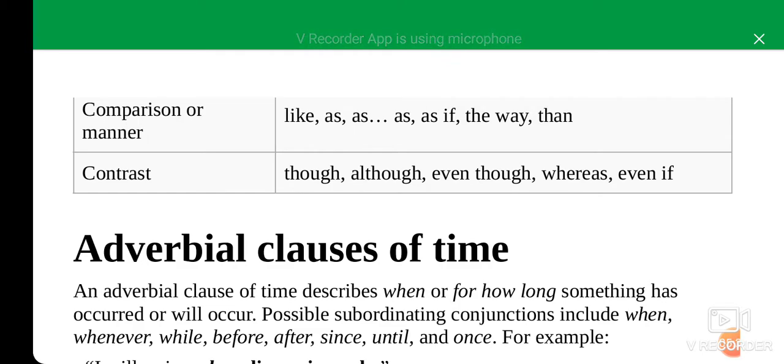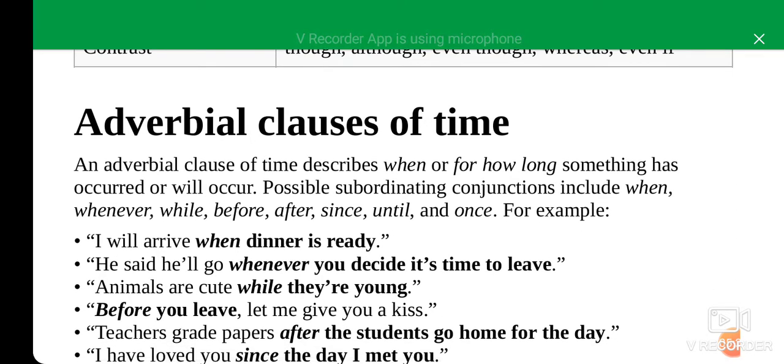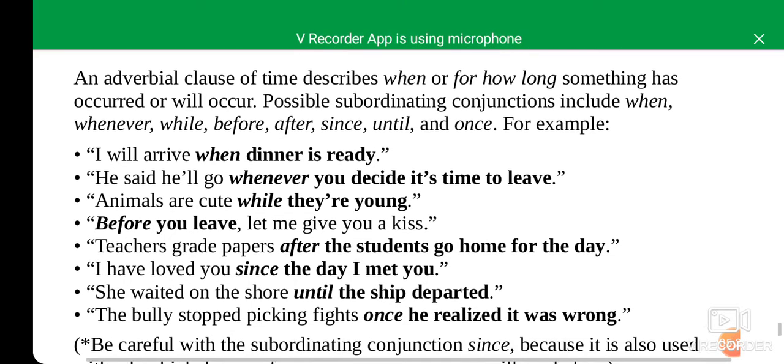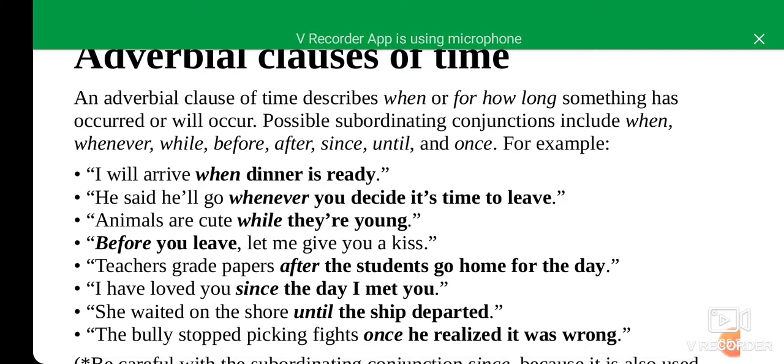Now let's understand how these subordinating conjunctions function in different types of clauses. First we study adverbial clauses of time. Now look at here. I will arrive whenever dinner is ready. Whenever is a subordinating conjunction that shows time, and it has been used before the dependent clause dinner is ready. So whenever dinner is ready, that is the adverbial clause and it shows time.